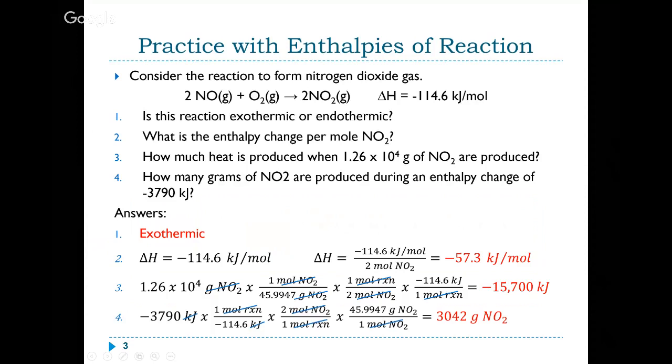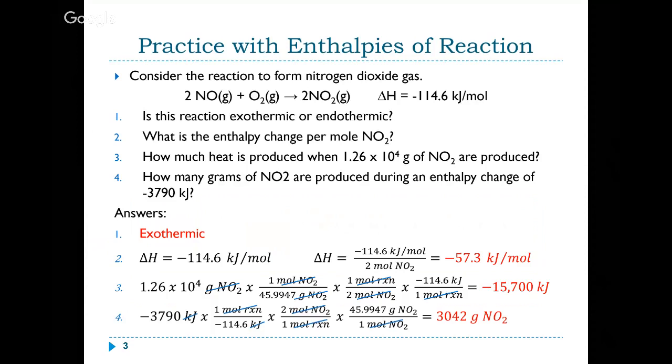Once again, we look at our balanced equation. We see that there's 2 moles of NO2 for every 1 mole of the reaction, and then we multiply by our molar mass to go from moles to grams. Canceling out our terms as we go along, multiply everything together on the top, divided by everything multiplied together on the bottom. We see that we get 3,042 grams of nitrogen dioxide produced if this is the amount of heat liberated in the reaction.